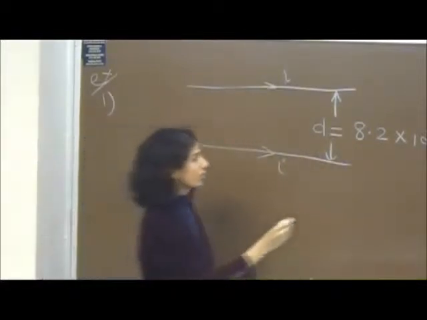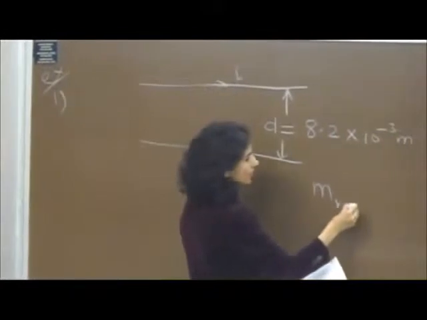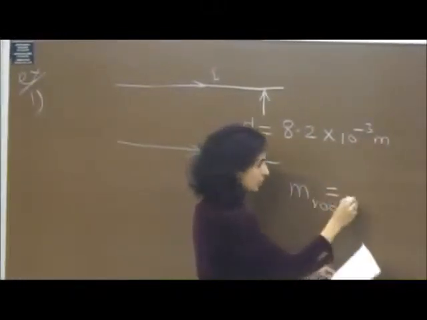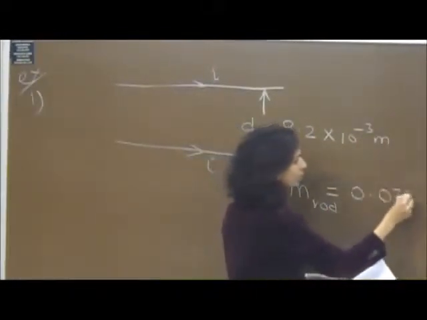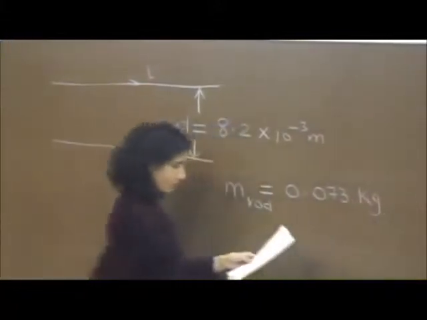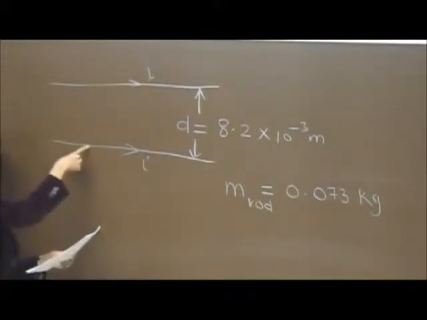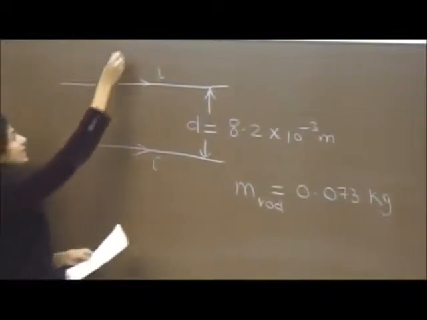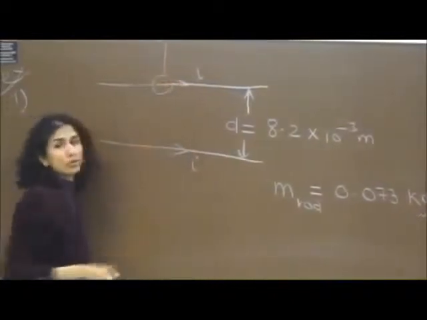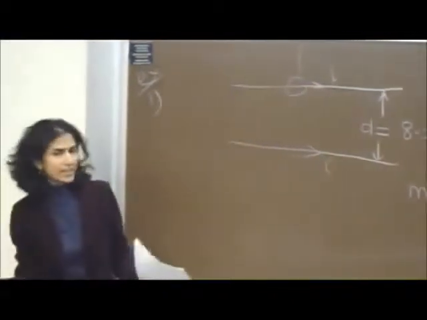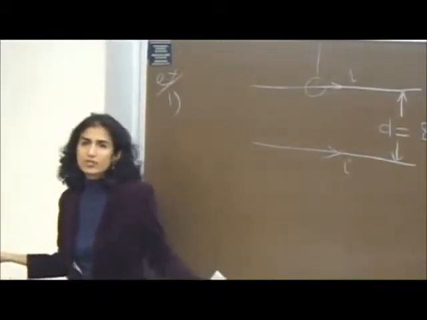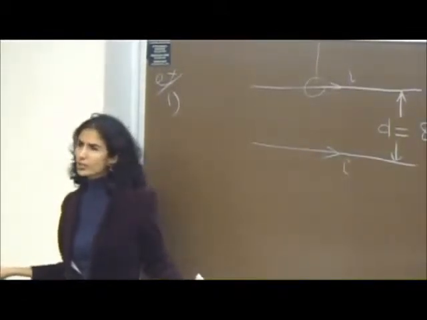While the mass of each rod is given to us to be 0.073 kg. The question says the other one, which is the one at the bottom, is somehow just floating. This one is attached to something, maybe a rope or something. But the bottom one doesn't even need any rope. It's just floating. Why do you think it'll float?